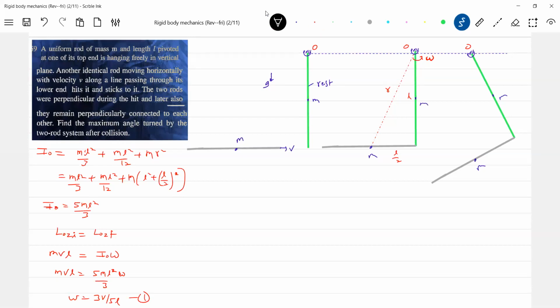What was our question? Our question is to get this angle, no? We have to get this angle with the vertical. How much angle will it make? This was our question. So this angle is what we have to find out.